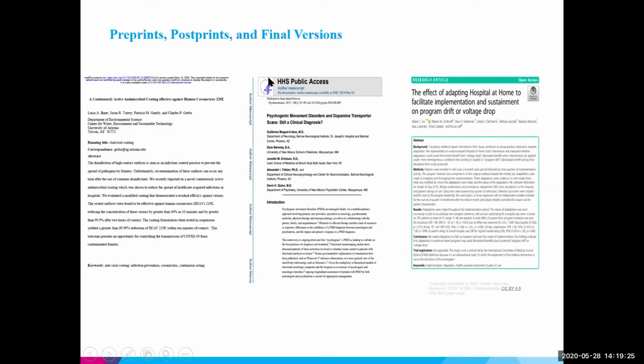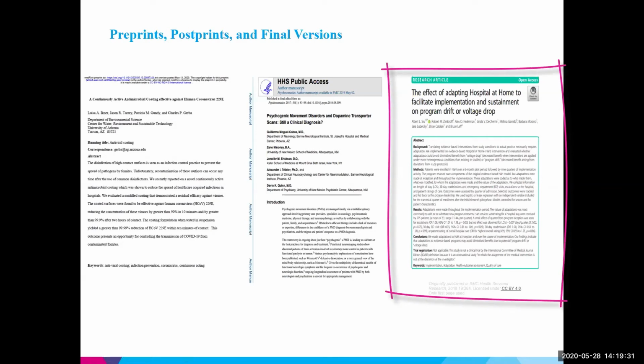So a final version, which is the one all the way on the right here, is also called a publisher or published version. And as you might figure out, it's the version that you expect to see in a journal. So if you open up a PDF for a journal, it's the version that has been peer reviewed, it's been copy edited, it's been formatted, it looks great, it's very polished and professional.